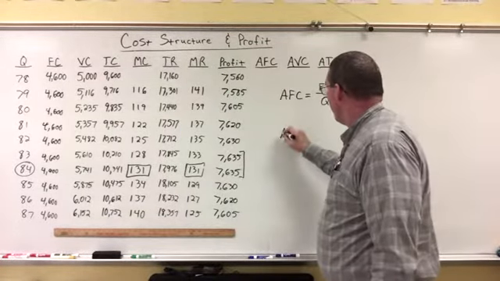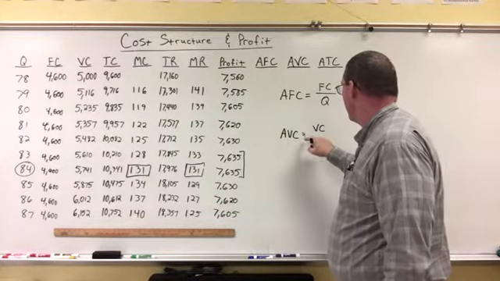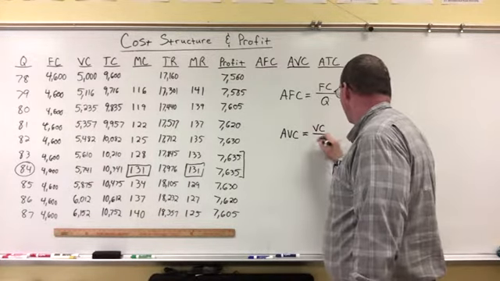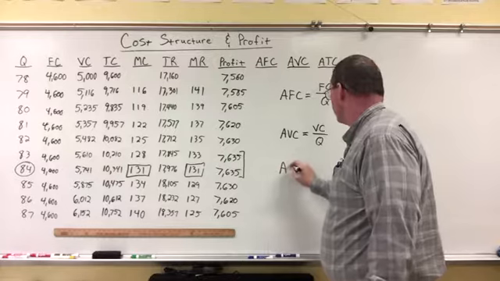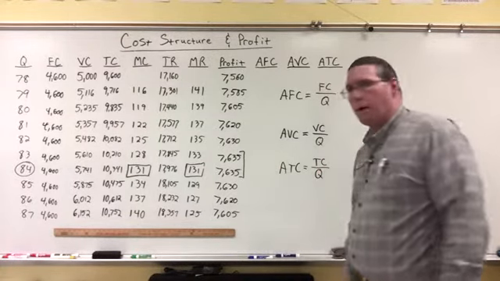In the very same way, average variable cost is equal to the variable cost divided by quantity. And then average total cost is total cost divided by quantity.